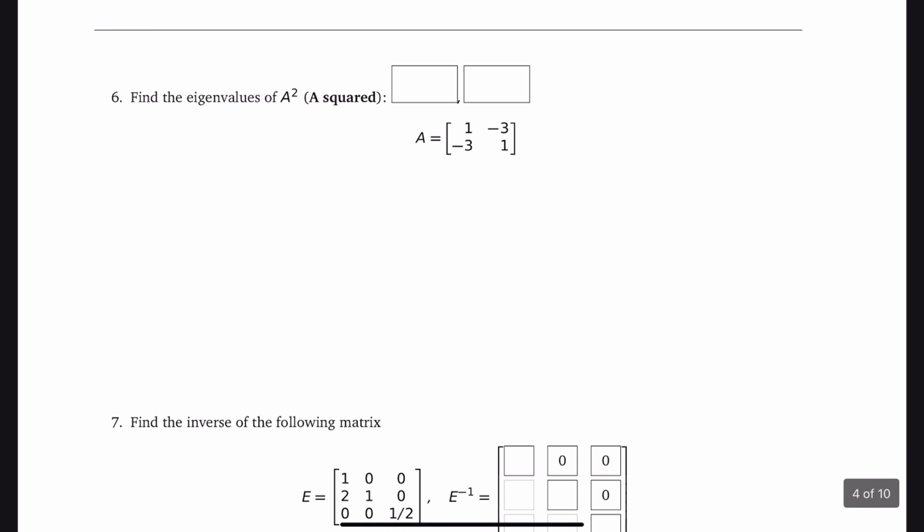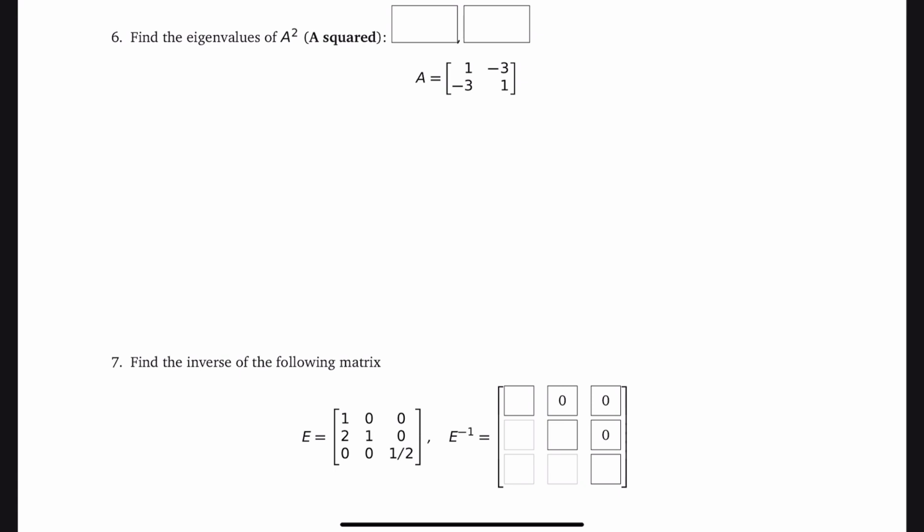So in problem number 6, we need to find the eigenvalues of A squared. So if the matrix A is given like this, there are two ways. Either we square the matrix A, then find the eigenvalues. Or we can find the eigenvalues of this matrix, lambda 1 and lambda 2. And the eigenvalues of A squared are going to be simply lambda 1 squared and lambda 2 squared.